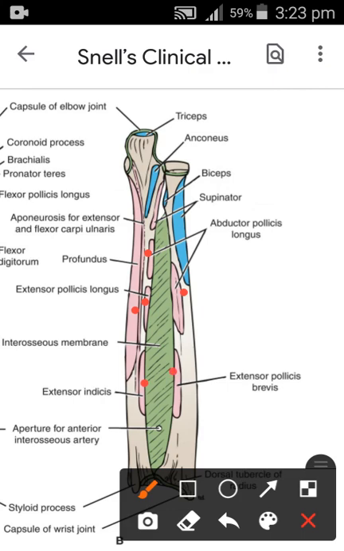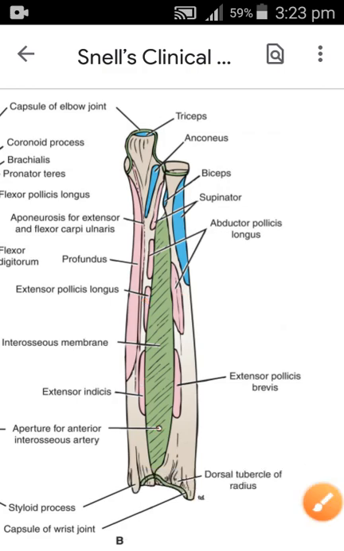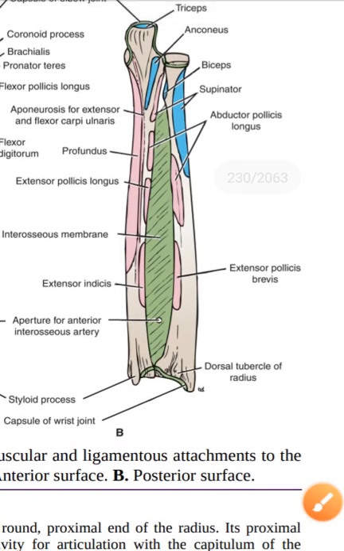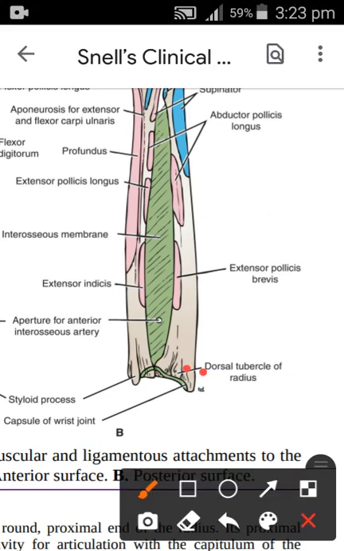Now, this is the dorsal tubercle of the radius. This is the capsule, and these are the things.